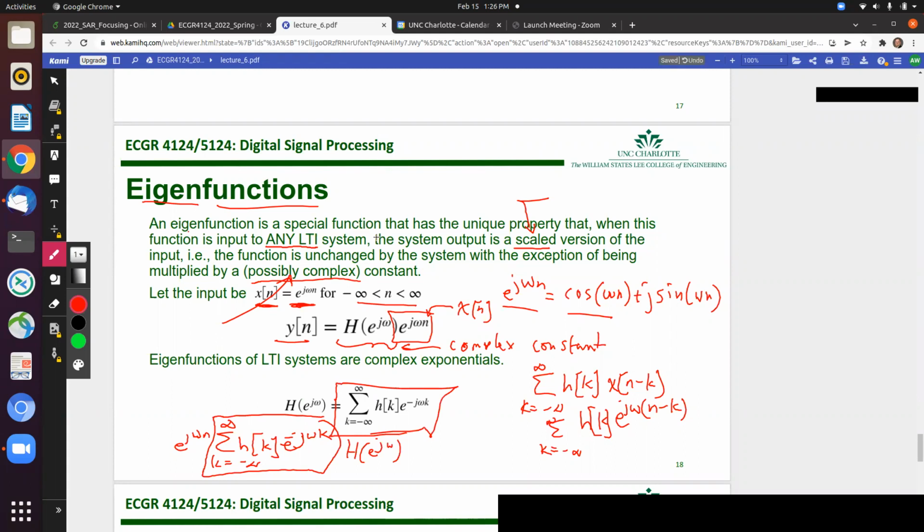So if you call this entire sum a number, which it is, consider it like an integral over k. It's going to come out to be a number.